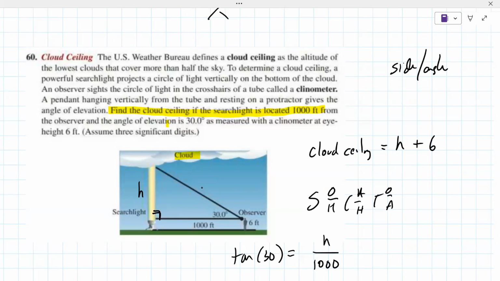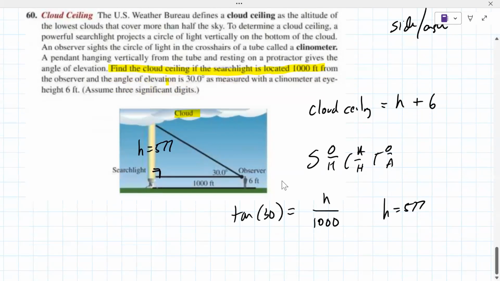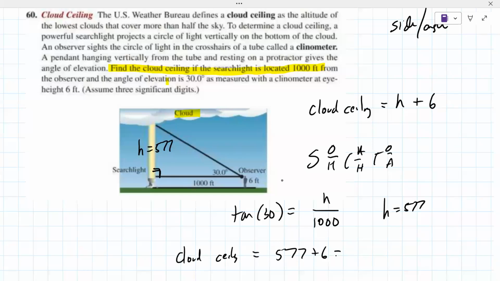So could you solve that for height for us, please? 577. Okay. Now that is not the final answer. That is just the height from the searchlight. And we know that the observer and the searchlight are at the same height. So the cloud ceiling is 577 plus 6 or 583 feet.